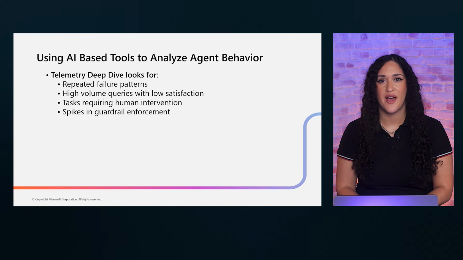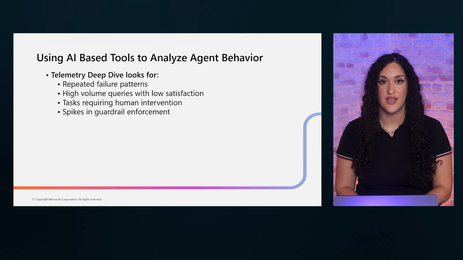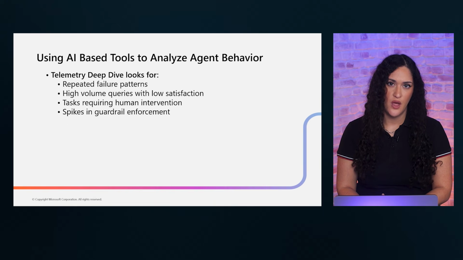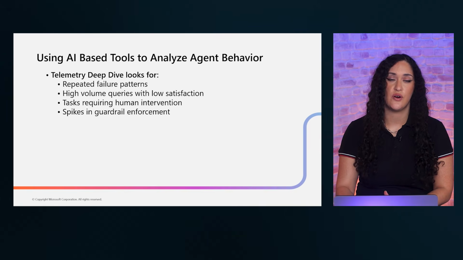And fourth, spikes in guardrail enforcement. Sudden increases might mean the agent is trying to exceed its boundaries, or that policies are too restrictive. Always look for patterns over isolated events. Single failures are not noise, repeated failures are signals.